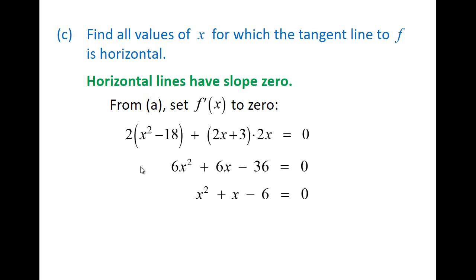And then we can divide both sides by 6, and the equation simplifies to x squared plus x minus 6, which we can factor out now as x plus 3 times x minus 2. And as a result, we see that either x is negative 3 or x is 2. So these are the values of x where the tangent lines are horizontal.